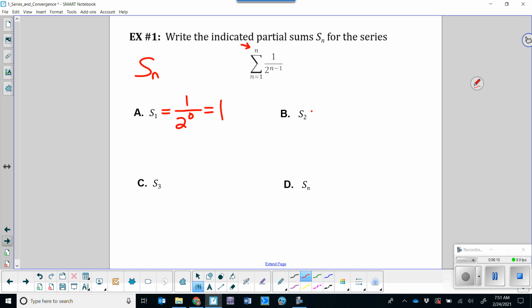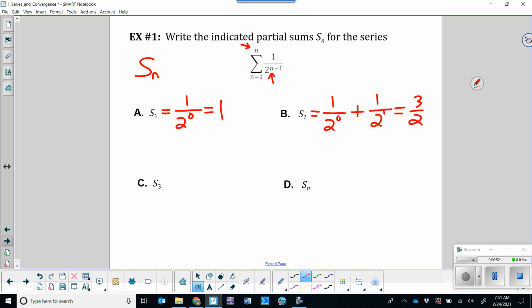S2 means I'm going to put in n equals 1, put a plus sign, and then n equals 2. So plugging in 1 gives me 1 over 2 to the 0. Then I put a plus sign because it's a summation. And I plug in 2 because I just keep going up. So that's 1 over 2 to the first. So this is going to be 1 plus 1/2, which is 3/2.